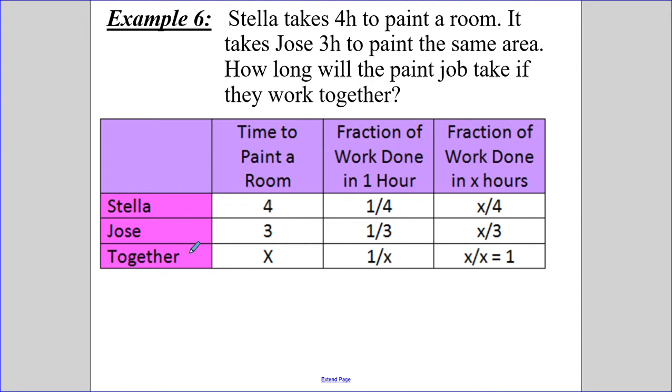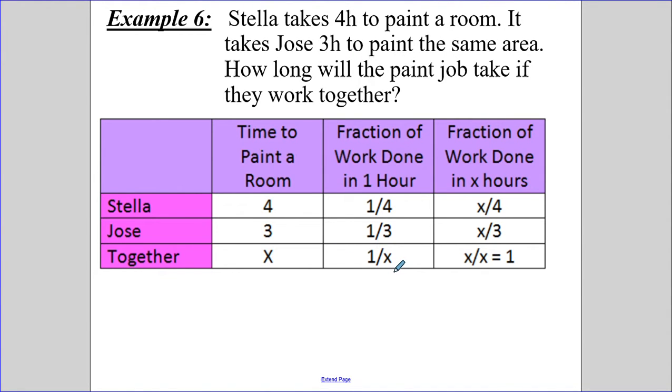With Josie, we can do the same thing. It takes her 3 hours to paint a room. She can get 1/3 of the work done in 1 hour, which really just tells us she can get X over 3 work done in X hours. So if they work together, the time to paint the room is what we're trying to solve for. X, we don't know. But the fraction of the work that they can get done in 1 hour ends up being combined, right? 1 over however long it takes them to paint the room.